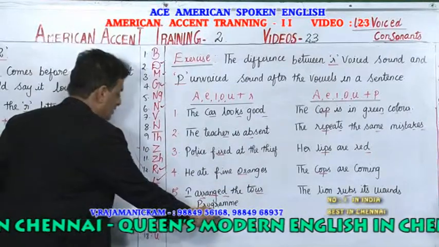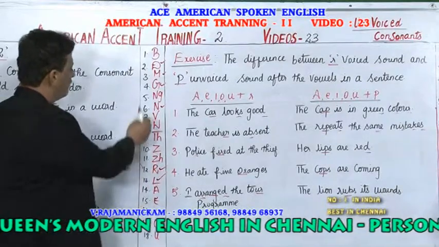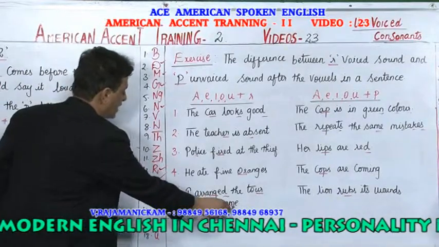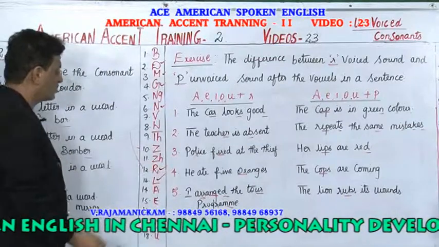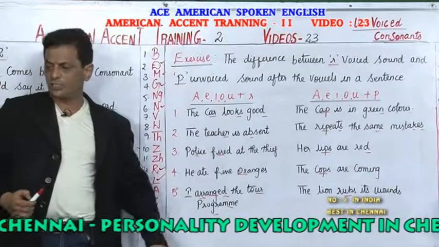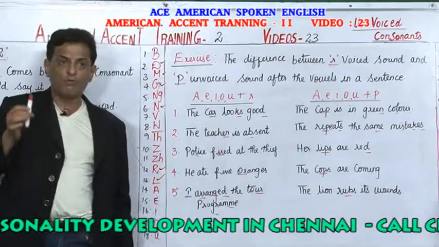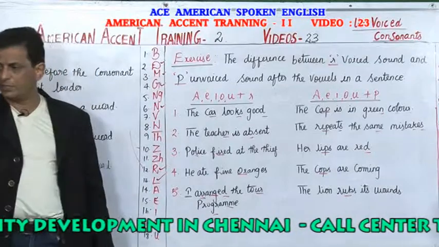I arranged the tour program. G comes here. G is voiced or unvoiced? G is voiced. What is the number? 4. M is voiced or unvoiced? Voiced. So you have to say program. So I arranged the tour program. You have to pull all these vowels.